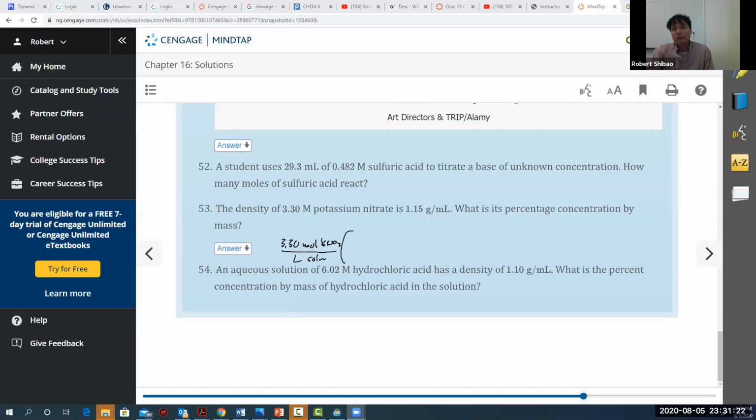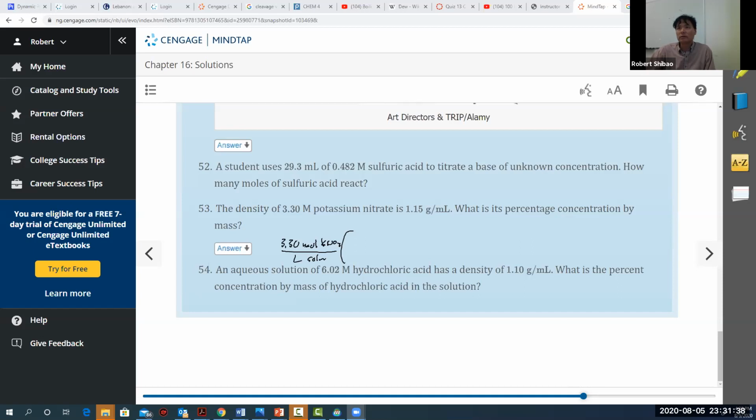Oh, so if I want percentage by mass, I need grams over grams: grams of KNO3 over grams total, which is solution. So I need to go moles to grams, liters to grams. And so that's the strategy here, and then multiply by 100%. So I need the molar mass of KNO3.